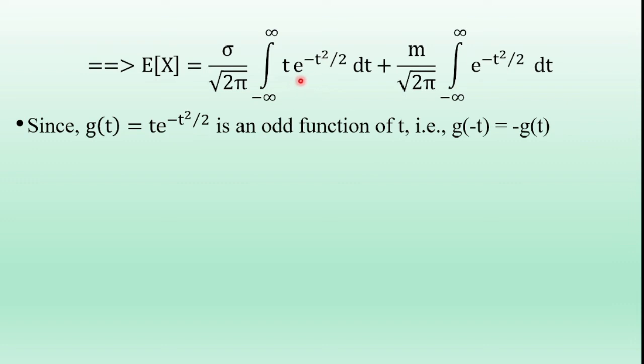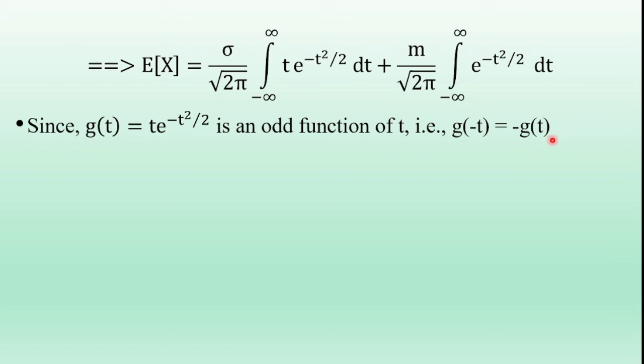Now here this is considered as the function g of t, where g of t is equal to t into e power minus t square by 2. In this function, small t is replaced by minus t, and we get g of minus t. So g of minus t is equal to minus t into e power minus of (minus t) square by 2. Minus t whole square is t square, so we get minus t into e power minus t square by 2. Now t into e power minus t square by 2 is the function g of t. So g of minus t is equal to minus g of t.